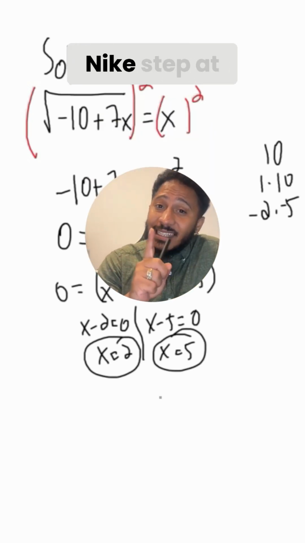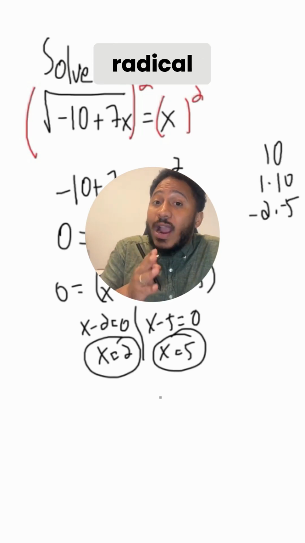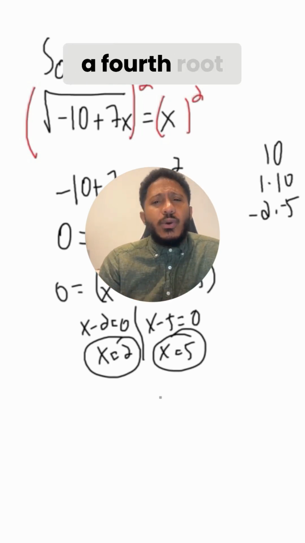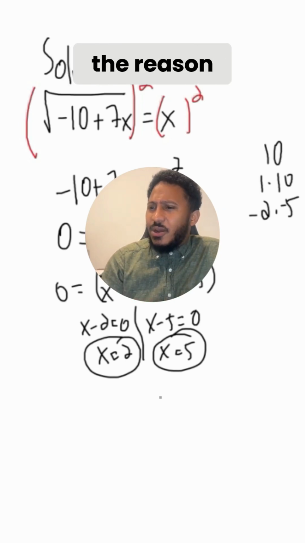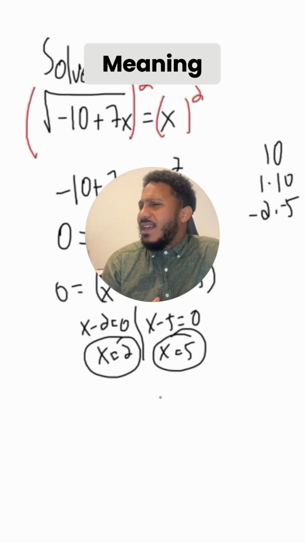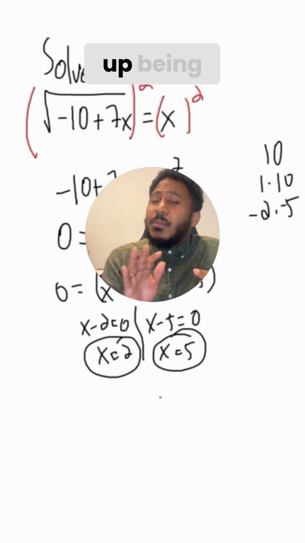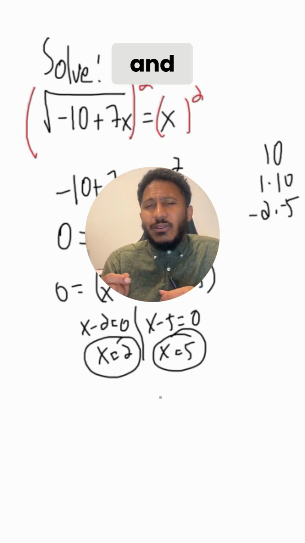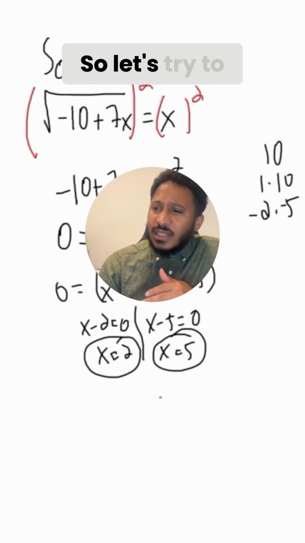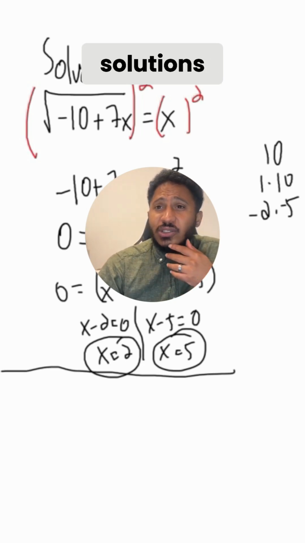Now, we always have our Nike step at the end. That's just check it. Now, we definitely have to check when these are radical equations, or any even root radical. So a square root, a fourth root, a sixth root, etc. The reason why is because sometimes these solutions are what we call extraneous solutions, meaning though they seem like solutions, we did all the algebra properly, they still don't end up being solutions. And that has to do with square and square root kind of undo each other, but not completely, not all the way.